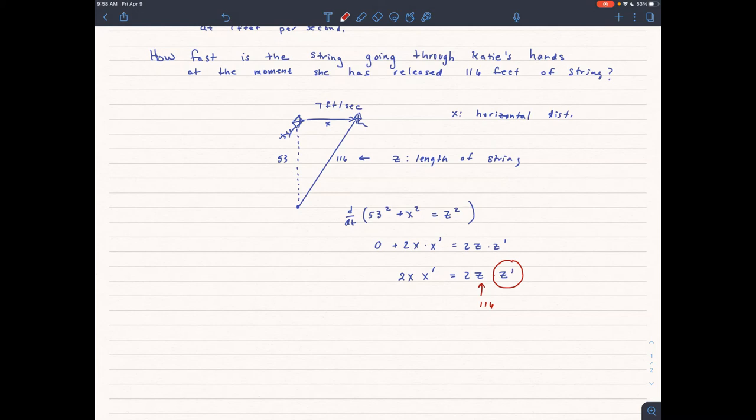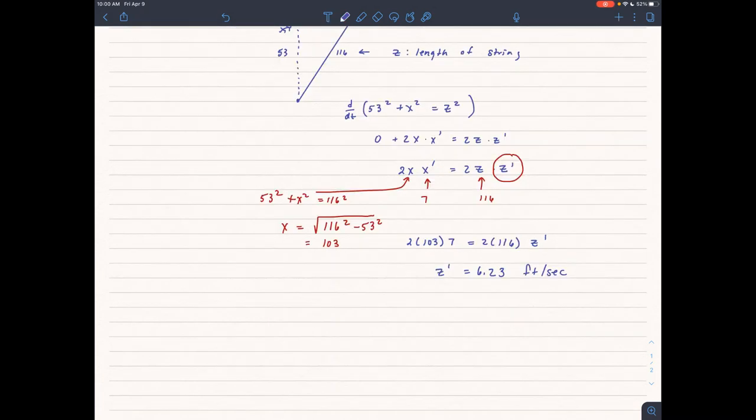I know what x prime is. That's simply equal to 7. That's how fast that's going. And then the question is, what's equal to x? To find x, I'm going to have to use the Pythagorean theorem and say 53 squared plus x squared equals 116 squared. So I'll find x is equal to the positive square root of 116 squared minus 53 squared.